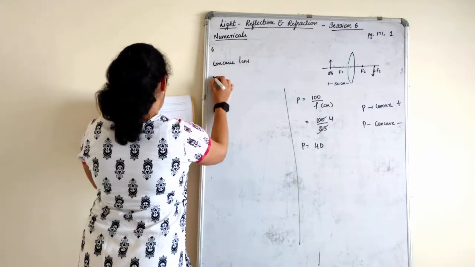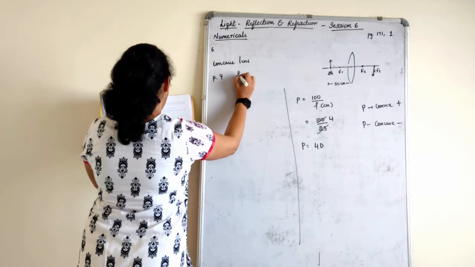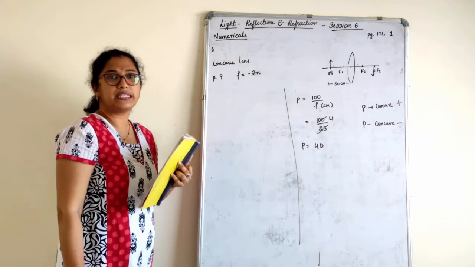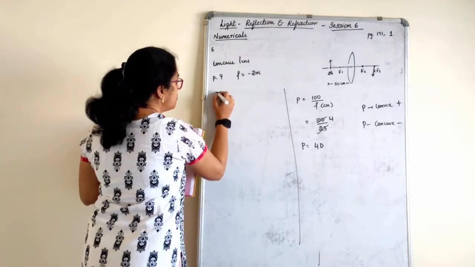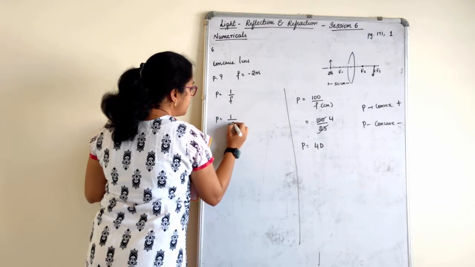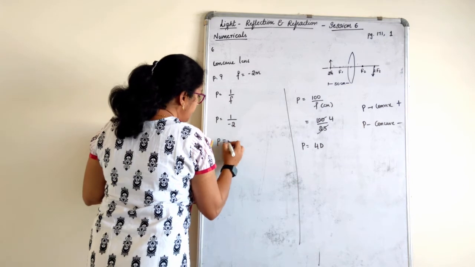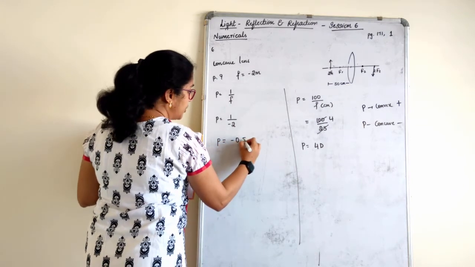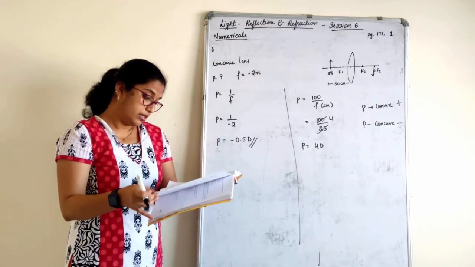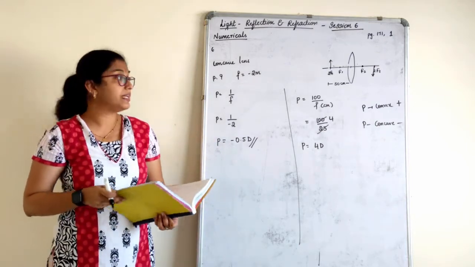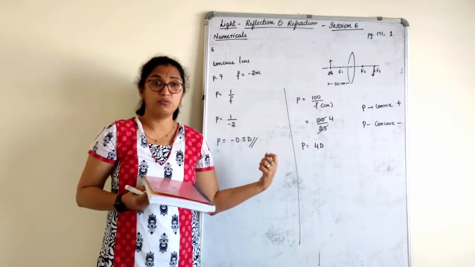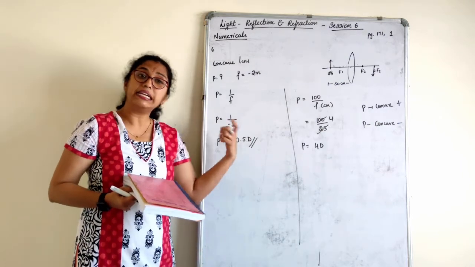For the concave lens, you have to find the power where the focal length is 2 meter. So focal length for concave is always minus 2, remember. Power is equal to 1 by focal length, which is 1 by minus 2. So power is equal to minus 0.5 diopter. Very clear? Yes. And there we complete the numericals. There are very few numericals asked in the in-text numericals, so there we complete them.